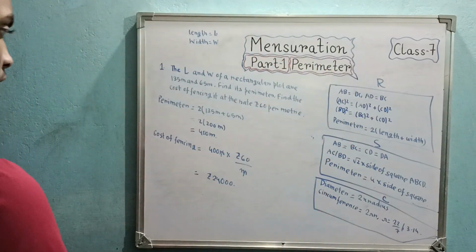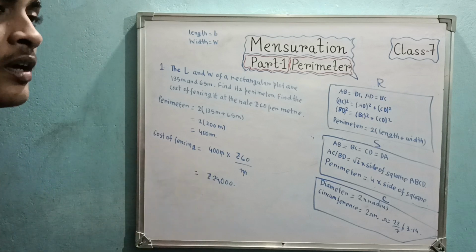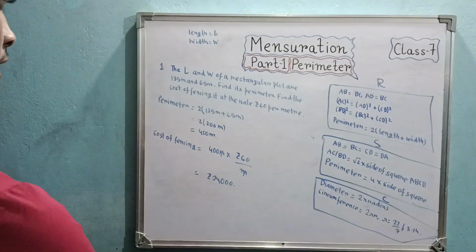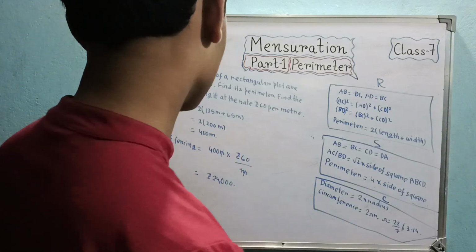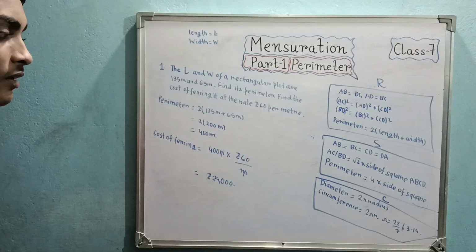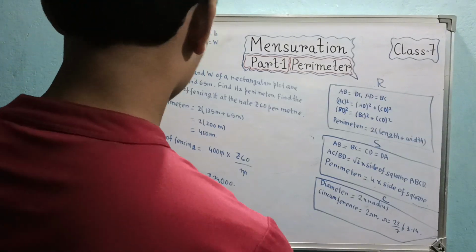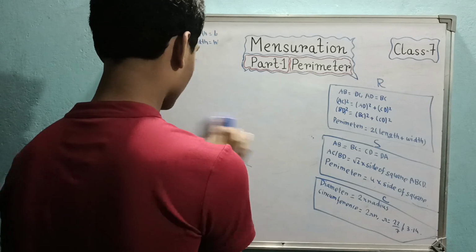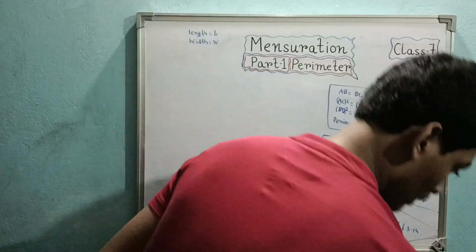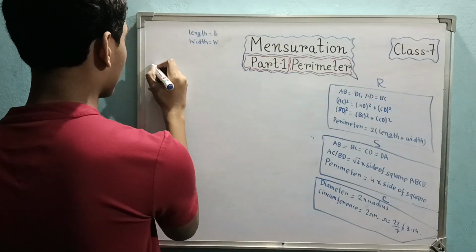Cost of fencing, remember, it is the perimeter multiplied by the given rate. Okay. And see one thing, don't ever write meter in case of cost of fencing. Cost is in currency, not meters. Okay, don't make that mistake. Let's proceed. It is easy, right? If you know the formulas, you can be the boss.